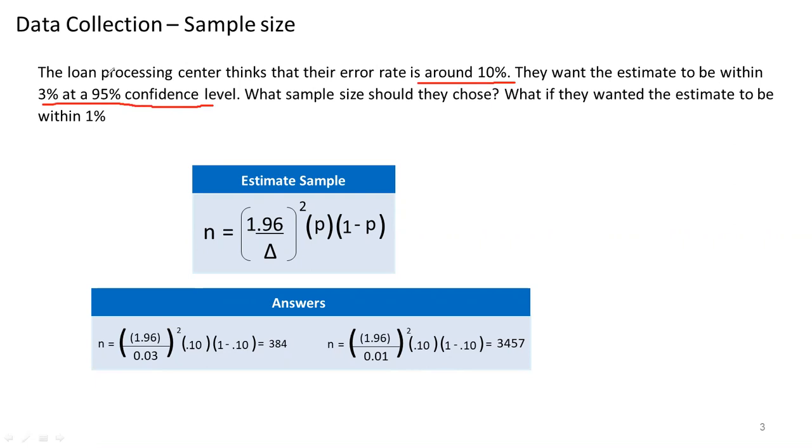So from 10%, they wanted to move to 3%, and the degree of confidence is 95%, which means the value of the 95% confidence level will be 1.96. And further, they want to move from the 3% to 1%. So how do we calculate that? So here n, which is the sample size, is equal to degree of confidence divided by the delta, which means margin of error.